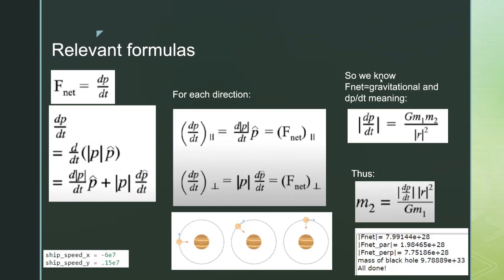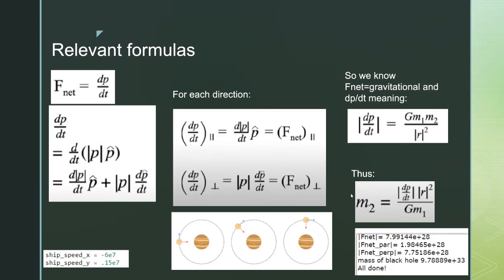We also know that F net, the only force acting on the star, is going to be the gravitational force, meaning F net equals F gravitational. And we know that F gravitational is also going to be equal to dp/dt, because F net is equal to both of those things. Now, we can rearrange the dp/dt and the gravitational formula in order to solve for M2, which is going to be our mass of the black hole.